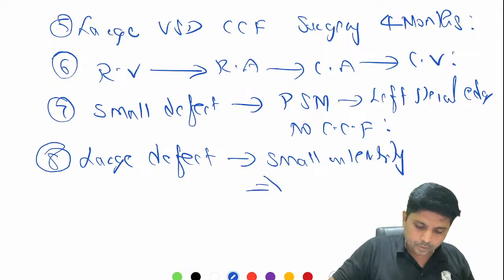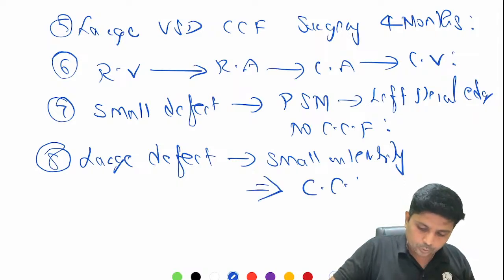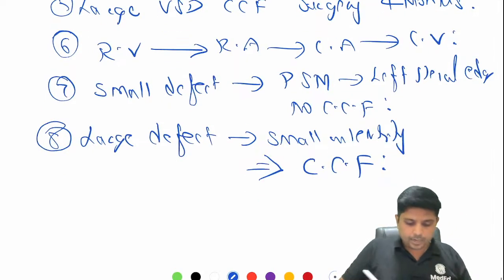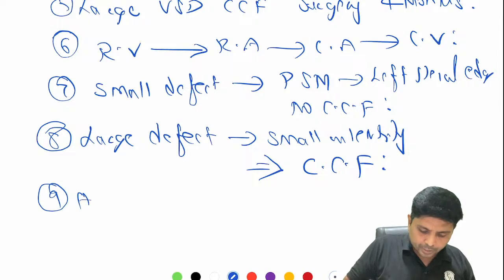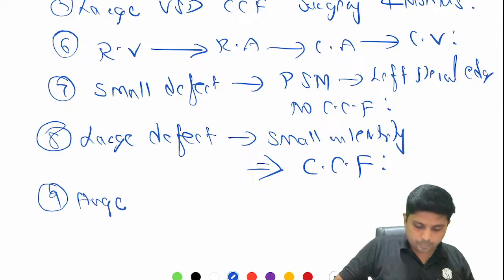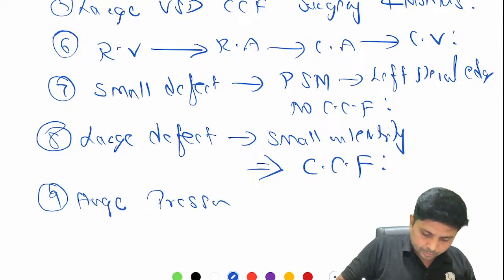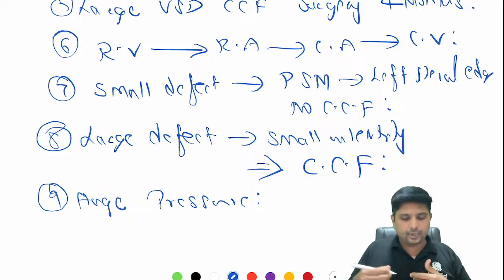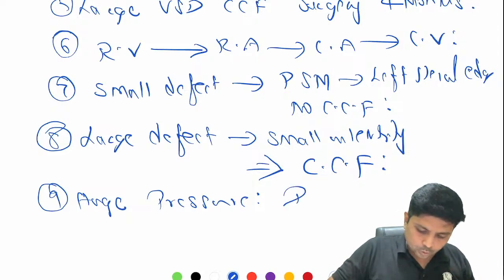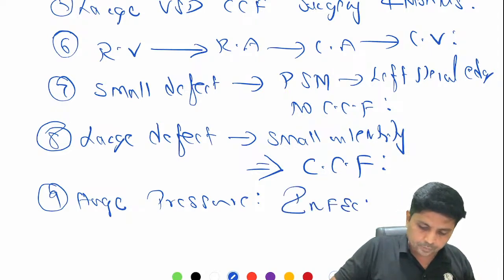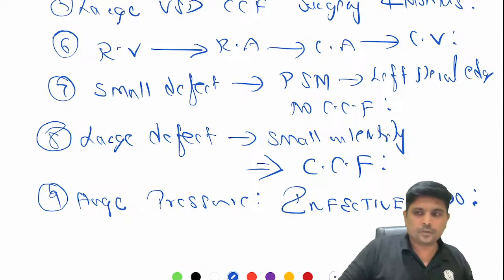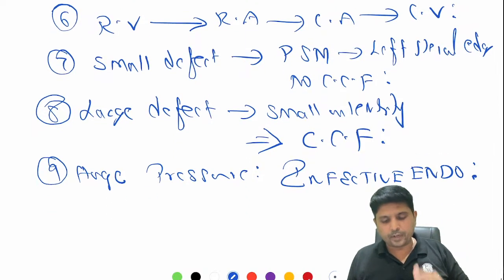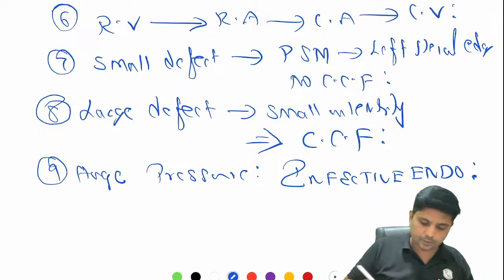But you are prone for CCF. And remember, there is a huge pressure gradient between the left ventricle and right ventricle. So more prone for infective endocarditis. More prone for infective endocarditis.